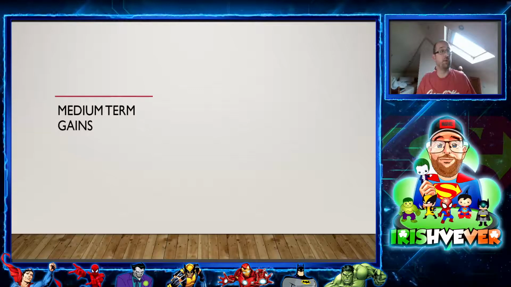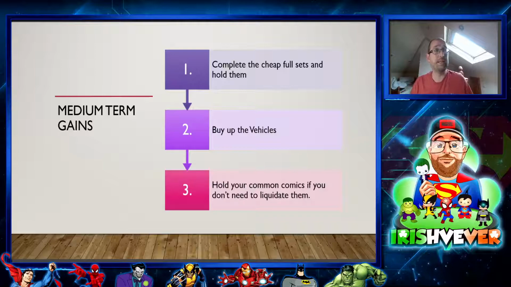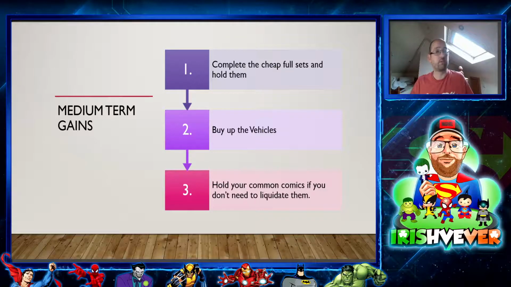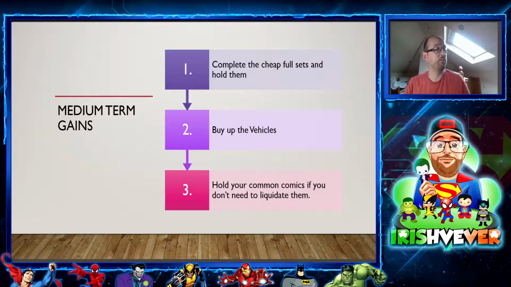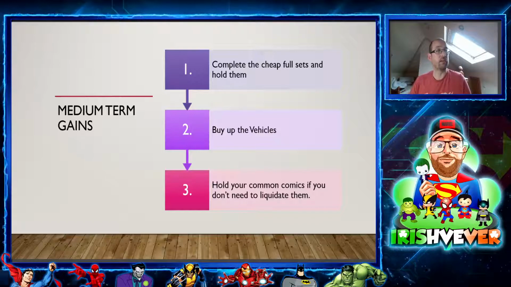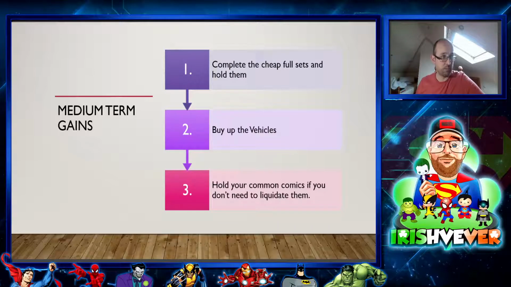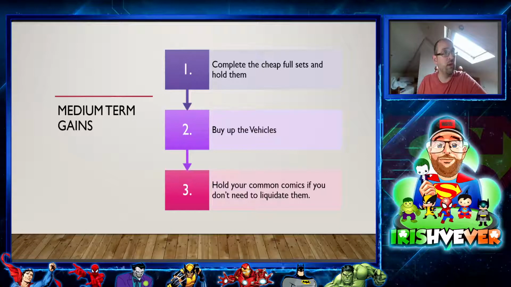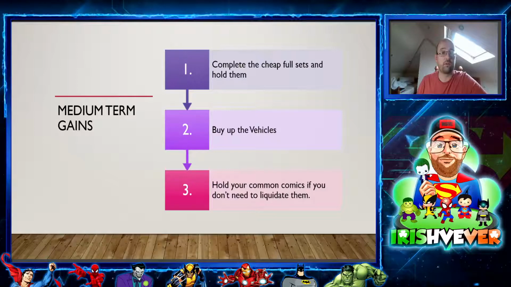Medium-term gains with the acquisition strategies tips. Number one is complete the cheap full sets and hold them. That's definitely a strategy that I've endorsed from the start. So for example, I have Mighty Marvel Season 1, Mighty Marvel Season 2. Soon enough I'll have that full Ecto 1 set. I have my eyes on the hoverboards at some point in time, and I'm just going to hold those sets. It's going to help me in the Master Collector program, and then that's going to yield return for me as well, so that's why I'm doing it.